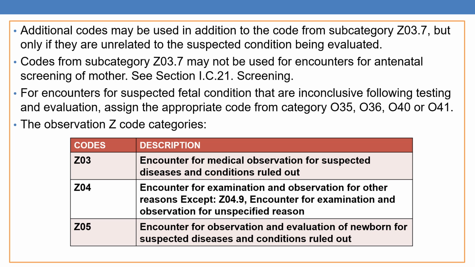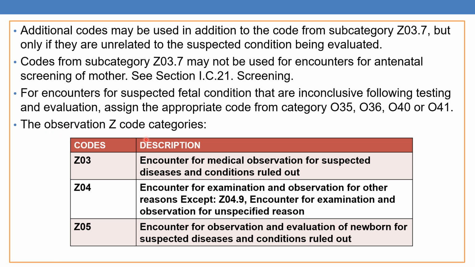For that, you can refer to the previous video or you can see section 1C.21, that is screening. And for encounters for suspected fetal conditions that are inconclusive following testing and evaluation, assign the appropriate codes from category O35, O36, O40 or O41. Not the observation codes. This you can find in the chapter 15 videos.